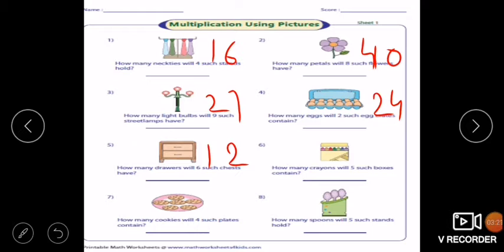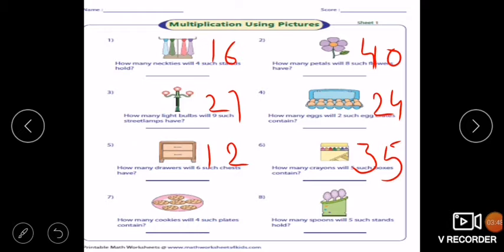How many crayons will 5 such boxes contain? Now, in one box, how many crayons are there? 1, 2, 3, 4, 5, 6, 7. Then in 5 boxes, 7 will be multiplied by 5; you can count the number of crayons. 7 fives are 35. 7 fives are 35. Now, number 7.